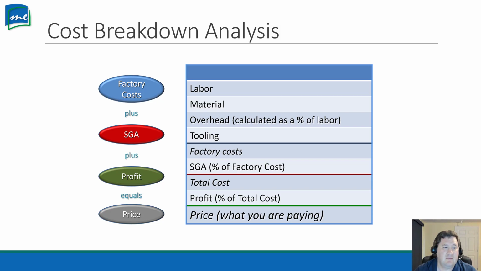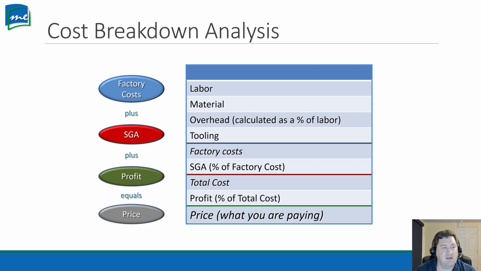And what you'll be asked to pay. So when we look at the breakdown of these various areas, we have our factory costs: our labor, materials, overhead, usually a percentage of labor cost, and tooling. Then we have our sales and general administration, which we add to our factory costs to get our total cost. And then we want to make a profit, so we add onto that a certain percentage, and we'll come up with our final price.